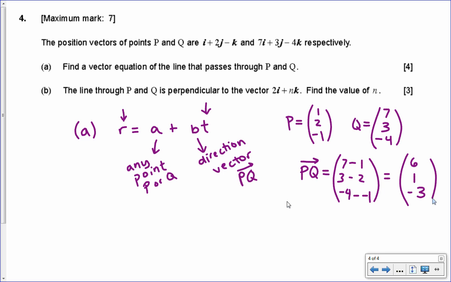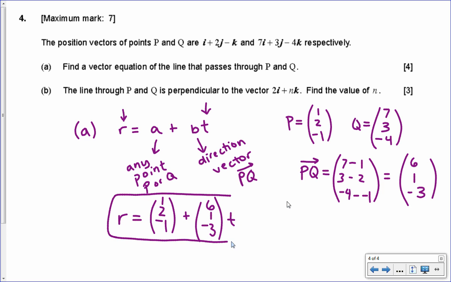I could have just as easily done vector QP. All it says is, find a vector equation of the line that passes through P and Q. It doesn't say which direction. So 6, 1, negative 3. Now I can fill in the equation of the line as r equals, staying as a variable r, any point, so I'll use point P, 1, 2, negative 1, plus the direction vector 6, 1, negative 3, times t. Okay, so that's the vector equation of a line through P and Q.